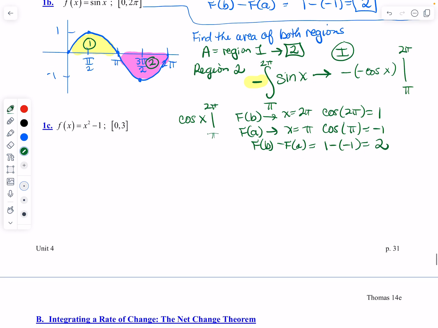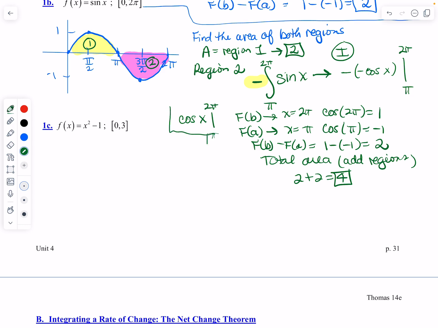Okay, so the total area, I have to add the two regions together. So 2 plus 2 equals 4. So the total area is 4.